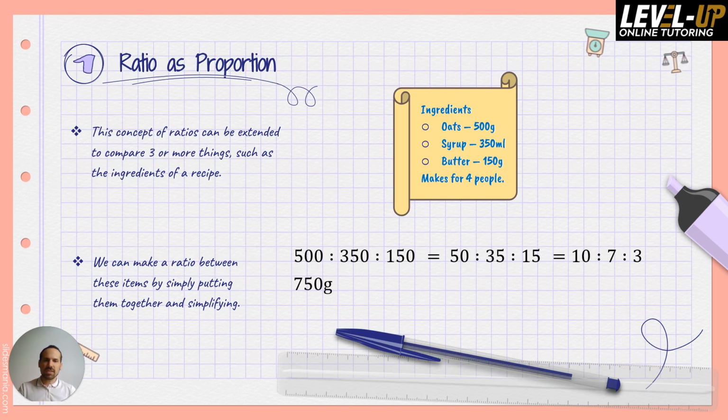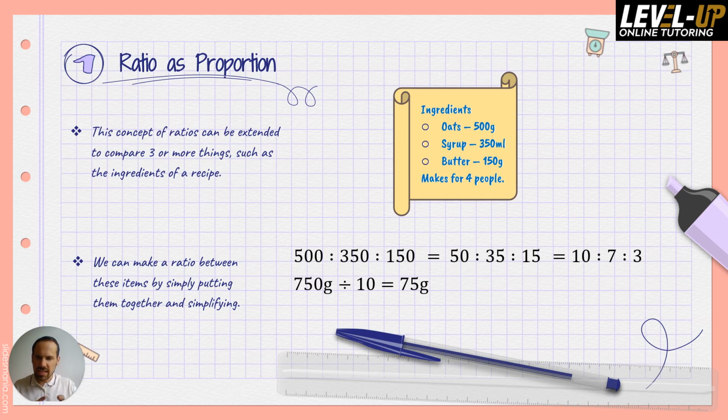So say if instead we had 750 grams of oats and we wanted to make flapjacks out of that using this recipe, what we have to do is work out how we would have to adjust the other ingredients so that it's still going to come out right. Like you see in that final ratio, 10 to 7 to 3, the 750 represents 10 parts in this ratio.